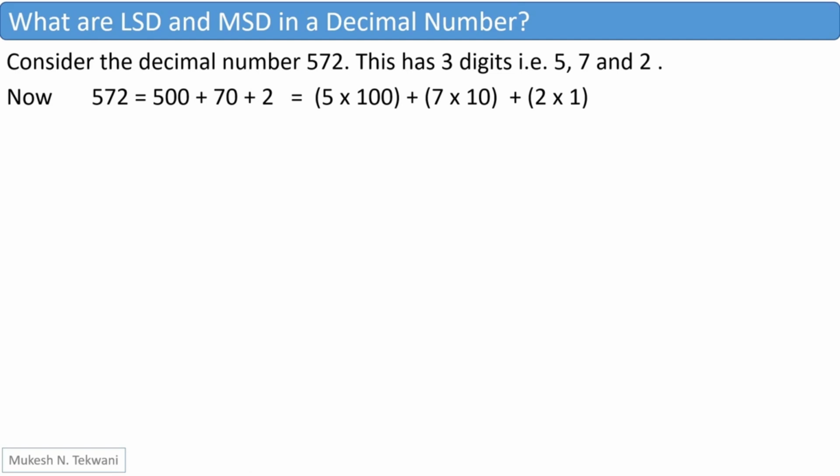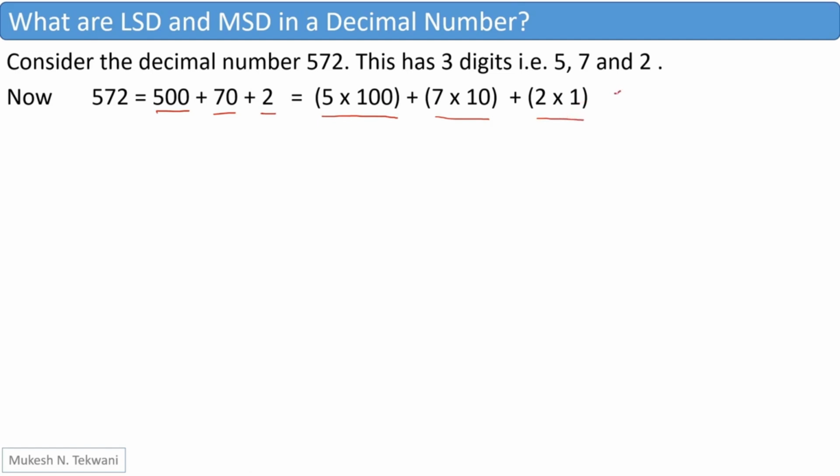There are three digits 5, 7 and 2. Now this number 572 can be written as 500, which is the first part, then plus 70 and plus 2. Now 500, we are writing it as 5 times 100. In fact, that is why we pronounce it as 500. It is as if it is 5 hundreds. Plus 70, we are breaking it up as 7 times 10, and plus 2, we write it as 2 into 1.